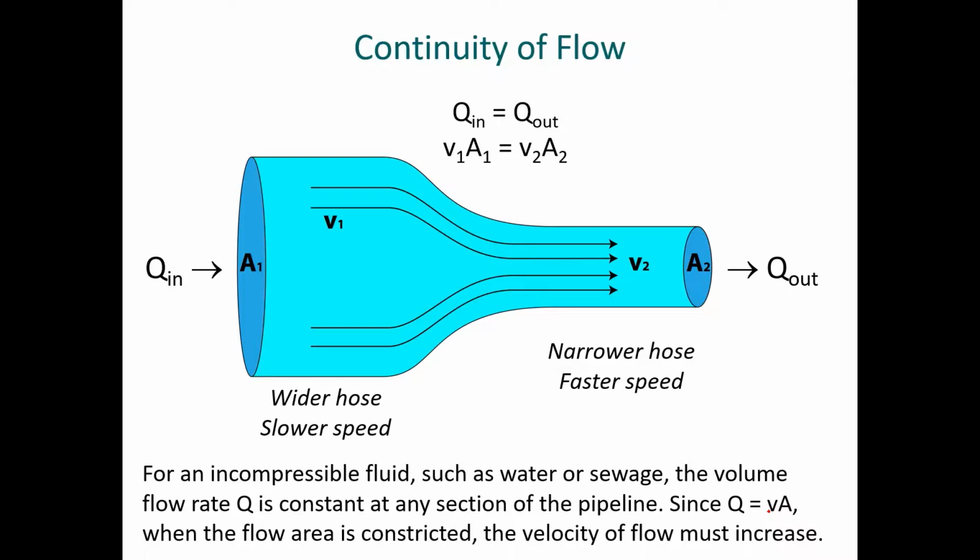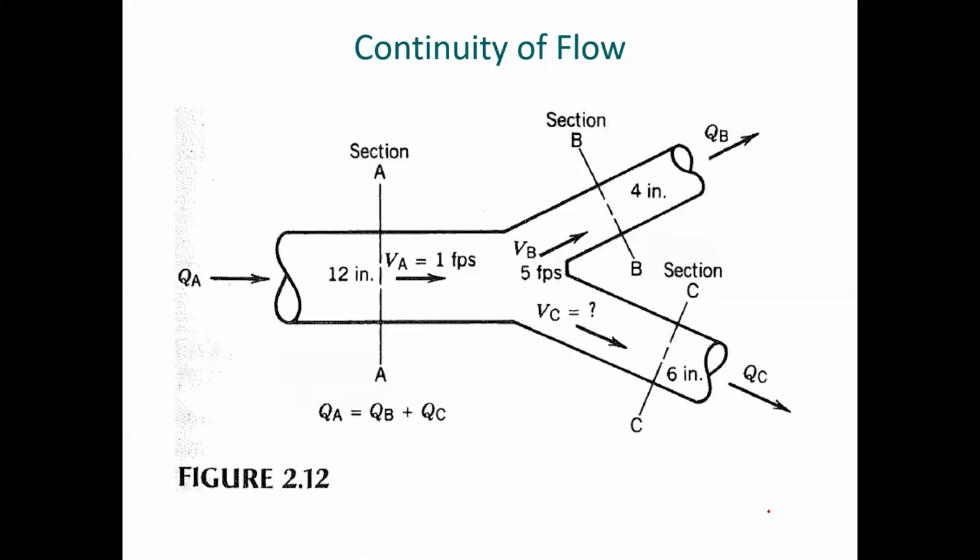Spoiler alert, it's going to be faster in the smaller tube because you're trying to squeeze the same amount of water into a smaller tube. In the same way, this also works if pipes split: the total amount of water going in from pipe one is going to equal the sum of the water in the other two pipes.